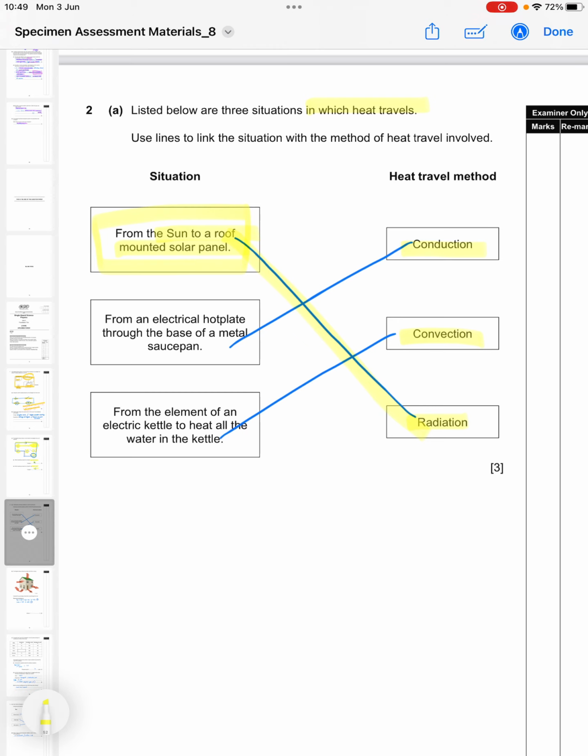The second one, from an electrical hot plate through the base of a metal saucepan. So through the base of a metal saucepan, that's conduction through a solid. And then from the element of a kettle to heat all the water in the kettle. That would be, as in any fluid, like a gas or a liquid, obviously, convection.